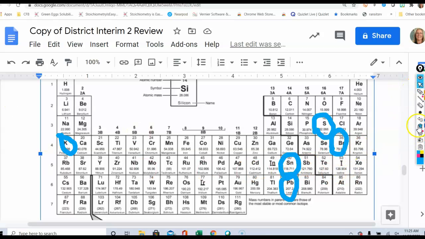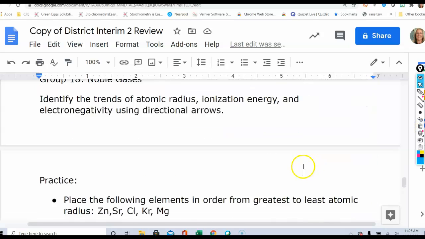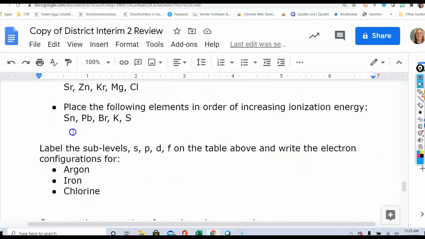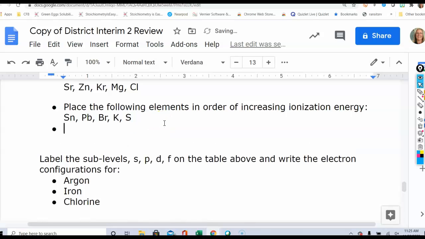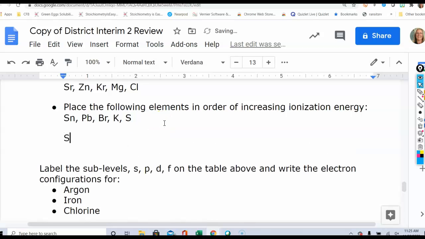Okay, so let's write that all down on our answers here. We would have lead first, then tin, then potassium, then bromine, then sulfur.